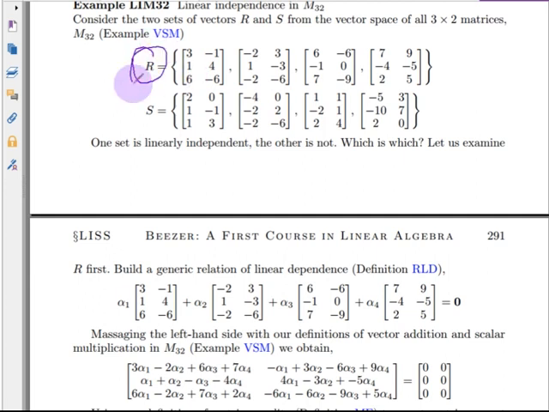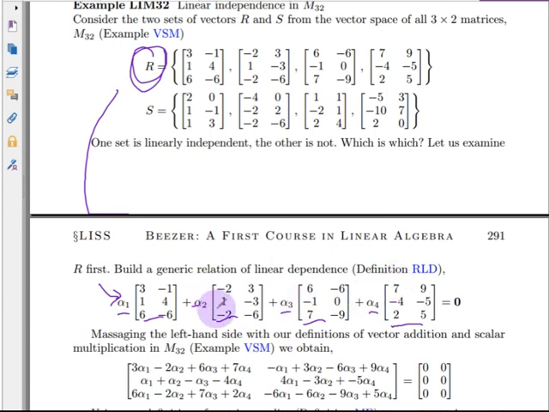If this set R is linearly independent, that means that there's only a trivial solution to the following system. Alpha 1 times the first matrix plus alpha 2 times the second plus alpha 3 times the third plus alpha 4 times the fourth. If there's only a trivial solution to this system, that means that R is linearly independent.